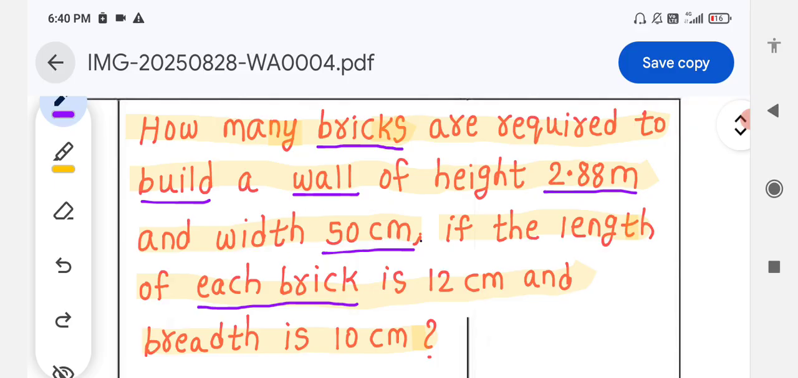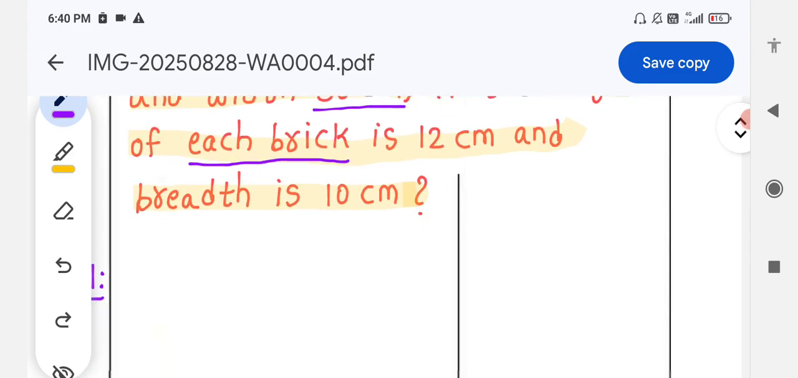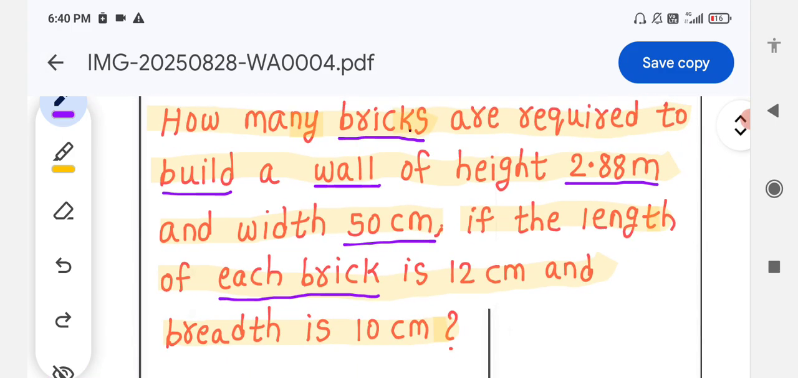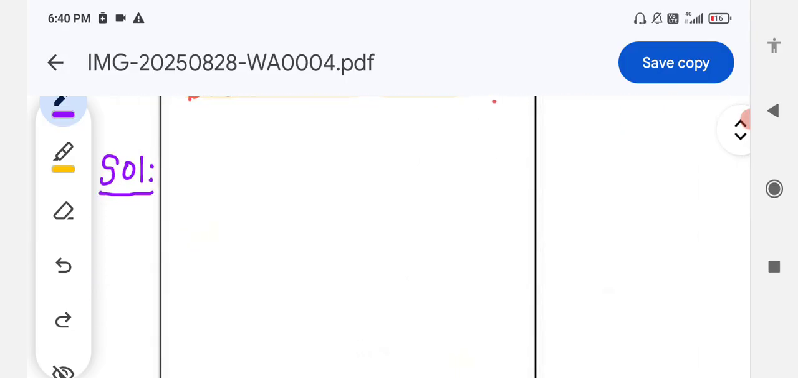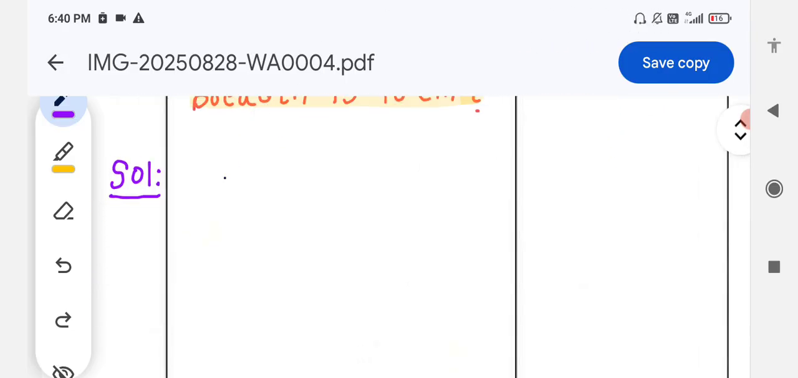Can you convert 2.88 meters to centimeters? Let us do that first, because we want the dimensions to be in the same units. If one dimension is in centimeters, I want the other one also in centimeters. Both should be the same units. Okay, let us convert first. 2.88 meters is how many centimeters?